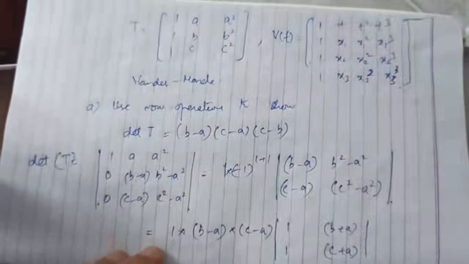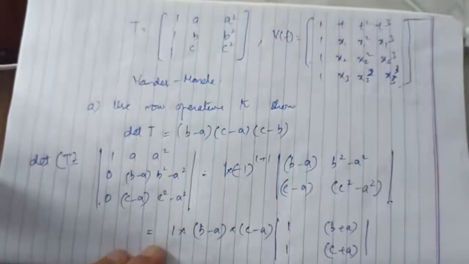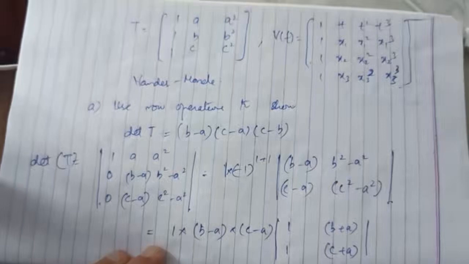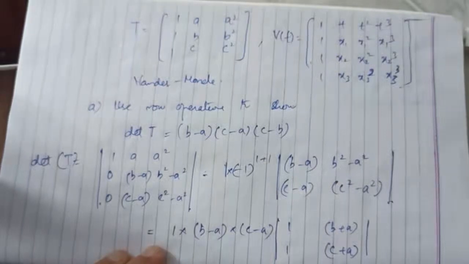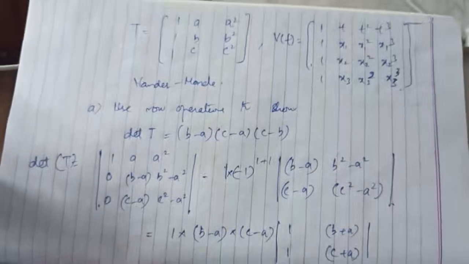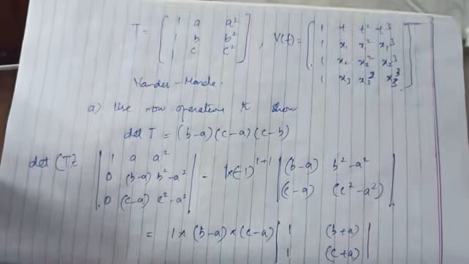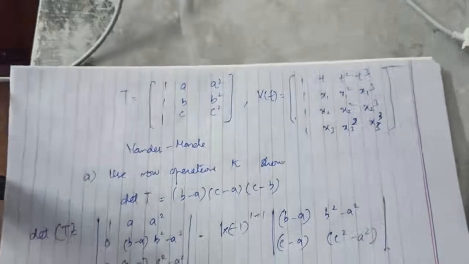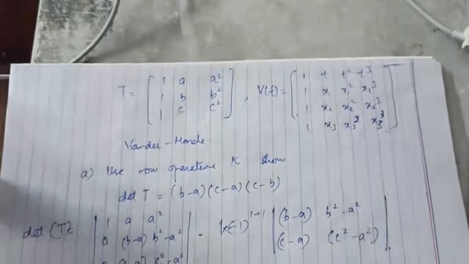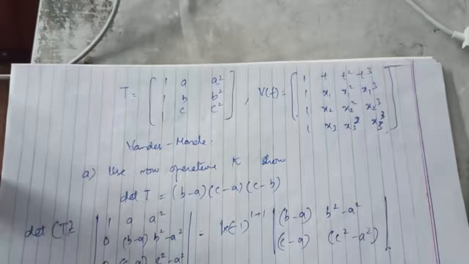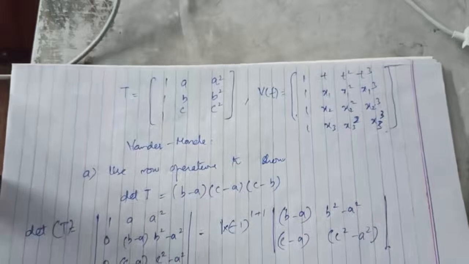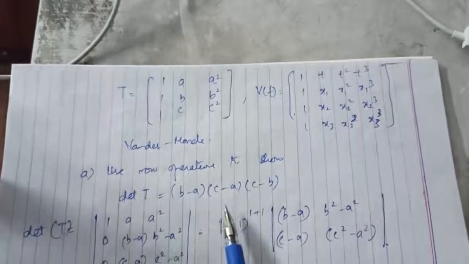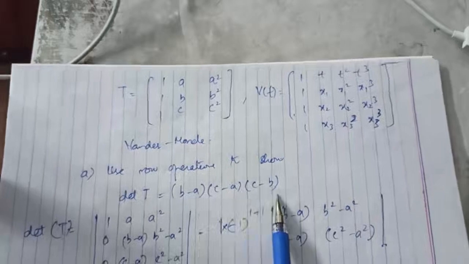Okay, now there was another question that I want to demonstrate here. It's regarding exercises 9 and 10 at the end of this chapter, in which there are 2 matrices which are called Vandermonde matrices. Number 1, first of all, you have to show that the determinant of T is nothing but B minus A, C minus A times C minus B, right?